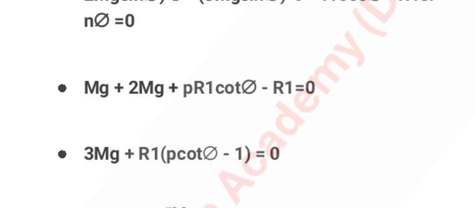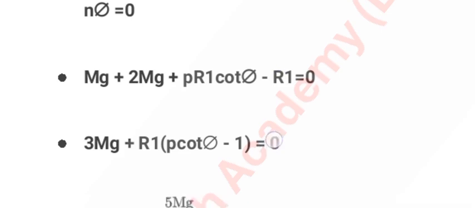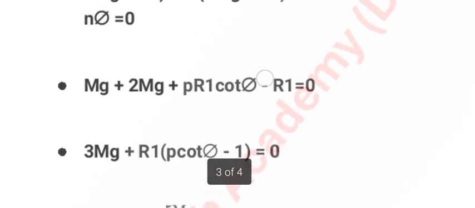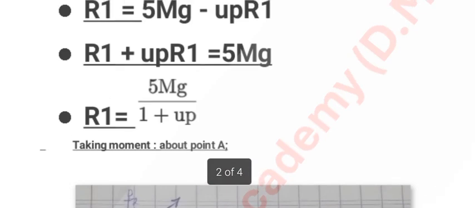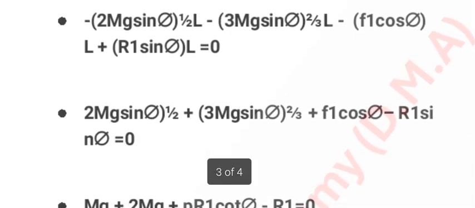plus you factor out R1 here. You have R1 into P cot theta minus 1. Because when you factor out R1 here, you're left with P cot theta, and when you factor out R1 here, you're left with -1, is equal to 0. Perfect. Now, but who is R1? We saw somewhere over here that R1 is equal to 5mg divided by 1 plus UP. 5mg divided by 1 plus UP.